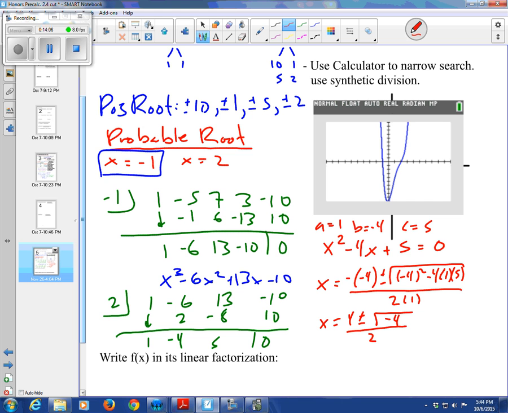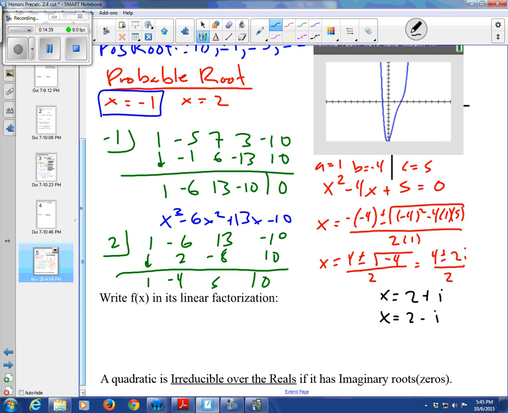What are we seeing here? Turns out we've got an imaginary zero. In fact, two imaginary roots or zeros. We've got 4 plus or minus 2i over 2. So our last two roots are going to be x equals 2 plus i and x equals 2 minus i. And that explains why we're only seeing two x-intercepts here from our graph, right? So we wouldn't have been able to find these in our list of rational roots, obviously. They're imaginary, and they're not going to represent x-intercepts either.